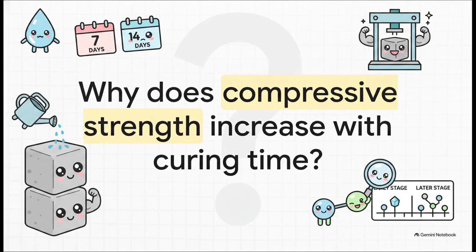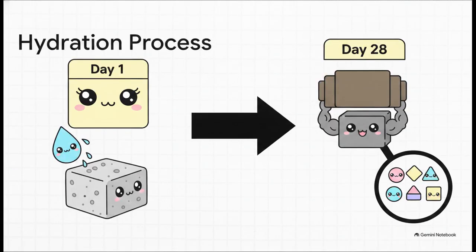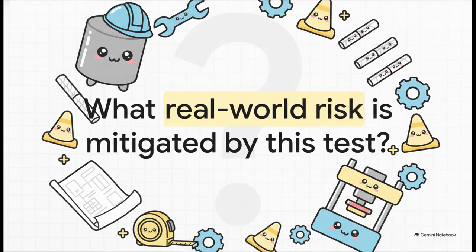Question 1. Think back to the comparison between the 7-day and 14-day cube tests we looked at earlier. Why does the load capacity jump so dramatically just by waiting a few extra days? The answer? It's all about the chemical hydration process. As cement continues to hydrate over its standard 28-day curing cycle, the concrete matrix becomes significantly denser. This denser matrix creates a much stronger internal bond, making the rigid body capable of bearing vastly heavier axial loads before fracturing.